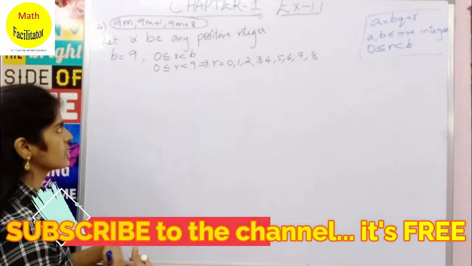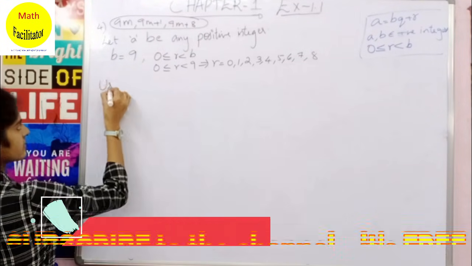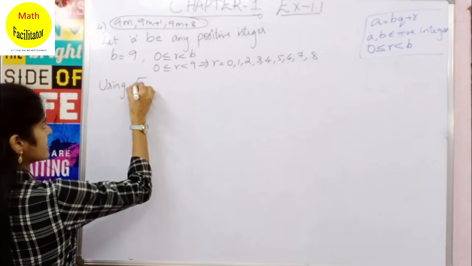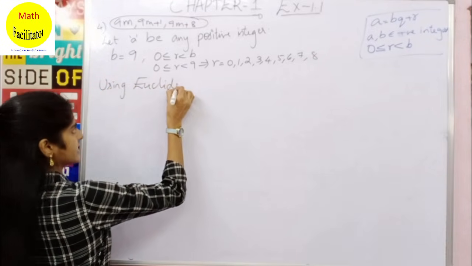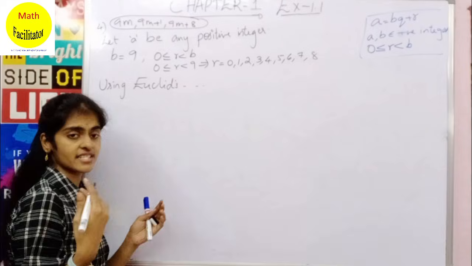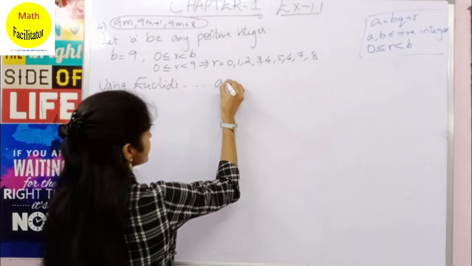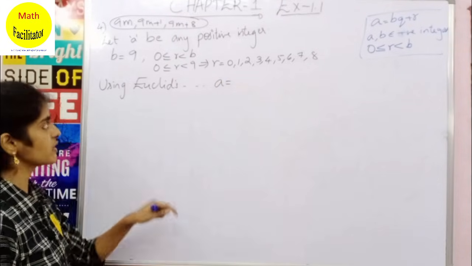Clear? So now the next step is using Euclid's division algorithm. Okay, so write the entire step. So using Euclid's division algorithm, a is equal to bq plus r. But what is b here?